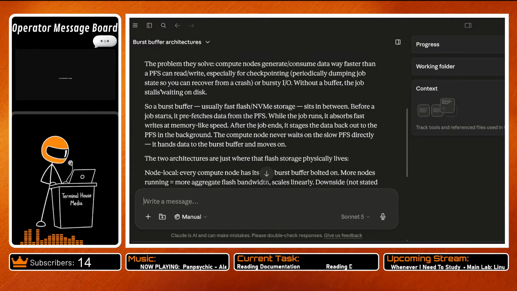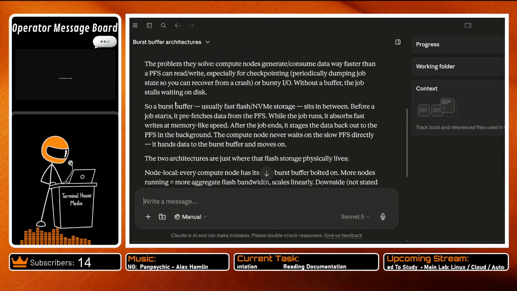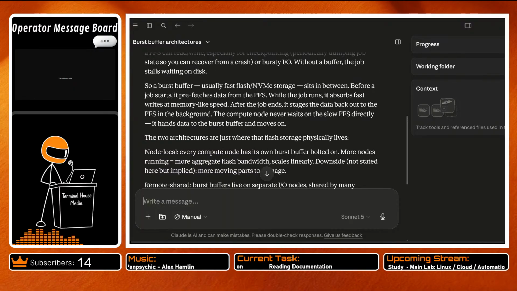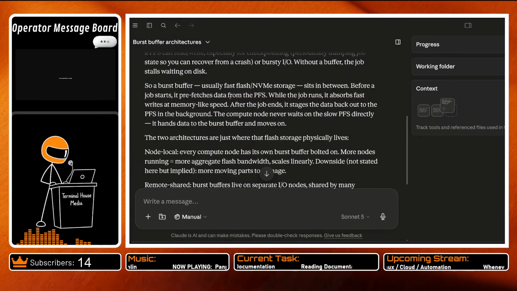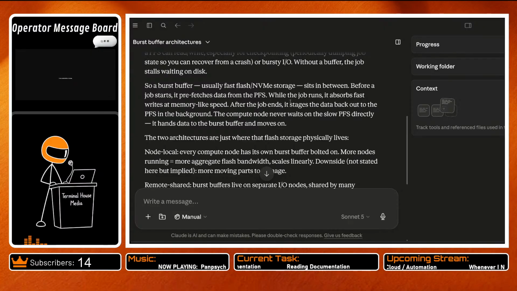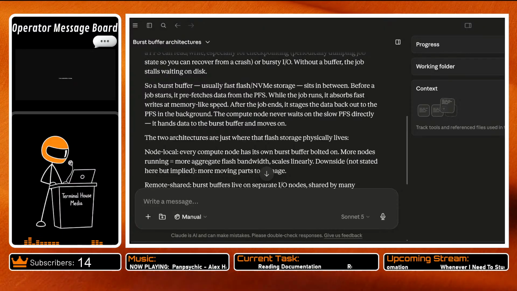Periodically dumping job state so you can recover from a crash, or a bursty input-output without a buffer, the job stalls waiting on disk. So a burst buffer, usually fast flash and NVMe storage, sits in between. Before the job starts, it prefetches data from the parallel file system. While the job runs, it absorbs fast writes at memory-like speed.